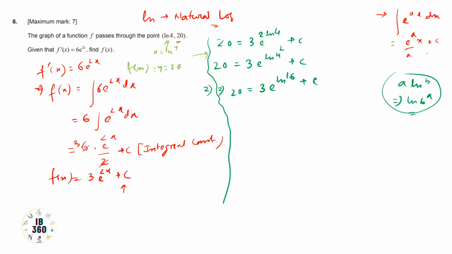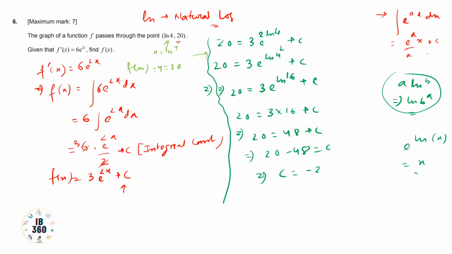c is the integral constant. Now e to the power ln x is basically nothing but x. So we will get 3 times 16 plus c. So 20 equals 48 plus c. From here we are getting 20 minus 48 equals c. So we are getting c to be minus 28. So c is minus 28.